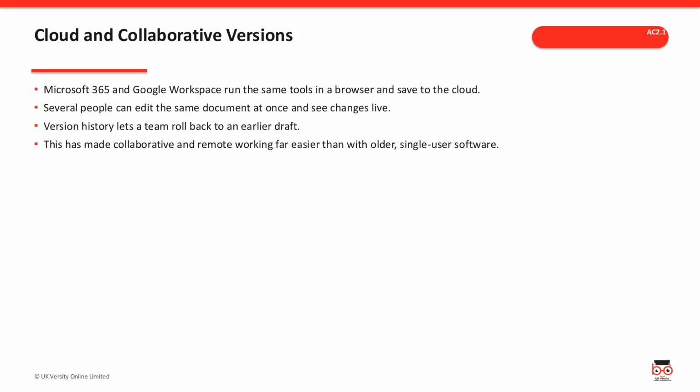Modern versions of these tools have moved into the browser. Microsoft 365 and Google Workspace run the same familiar applications online and save straight to the cloud, which changes how we work together. Several people can edit the same document at once and watch each other's changes appear live. And version history lets the team roll back to an earlier draft if something goes wrong. That shift has made collaborative and remote working far smoother than it ever was with older, single-user software.